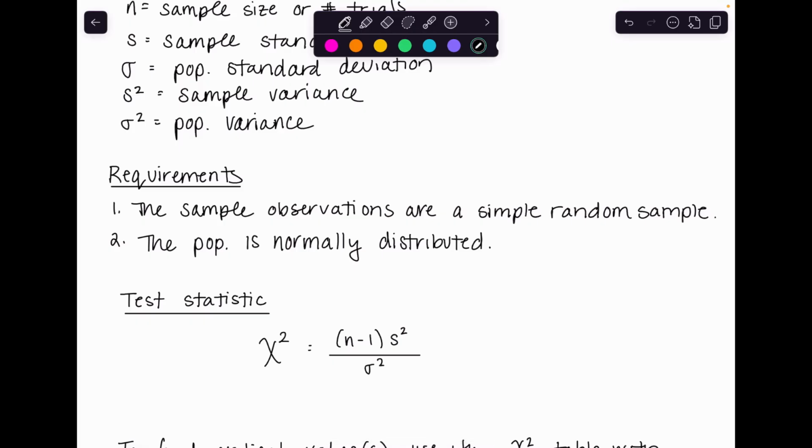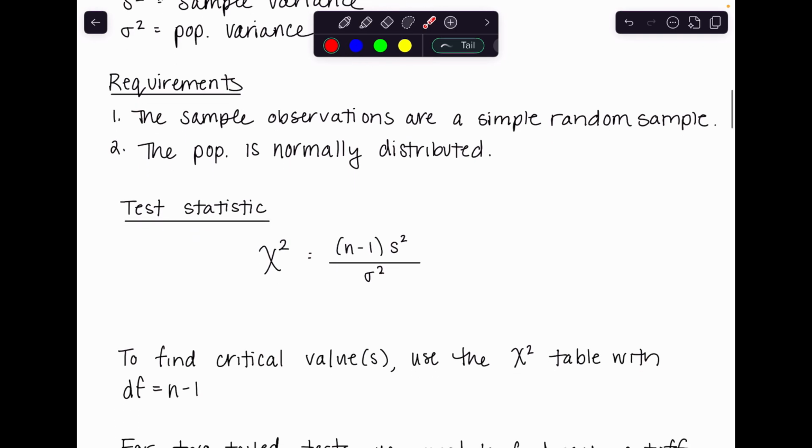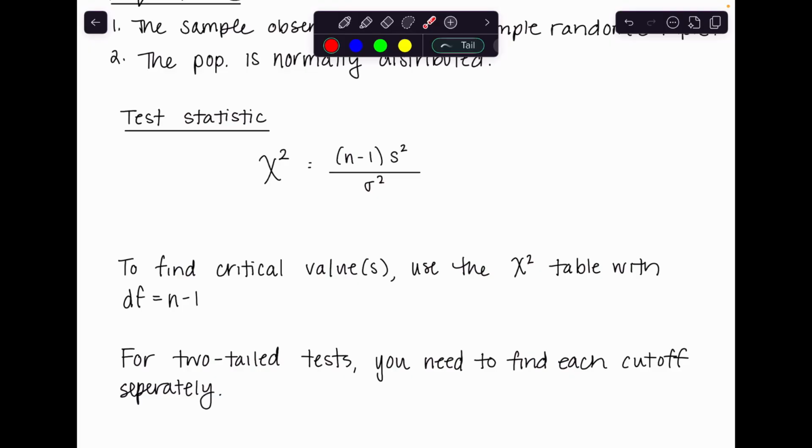And it's the same statistic for whether you're testing standard deviation or variance. It's just a matter of, is the whole S squared given to you, or is just S given to you? That's the only slight change. And then to find your critical values, to figure out your rejection regions, you're going to use your chi-squared table with the degrees of freedom being 1 less than the sample size. But the problem is with chi-squared, remember, it's not symmetric. So if you have a two-tailed test, you're going to need to find those cutoff values separately.